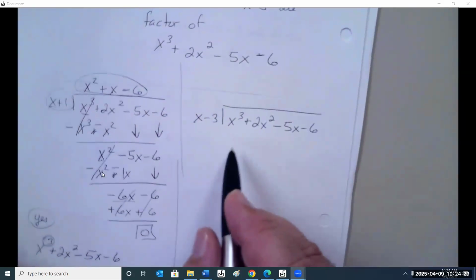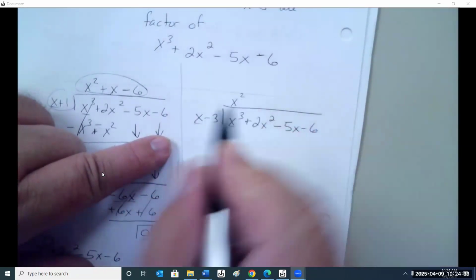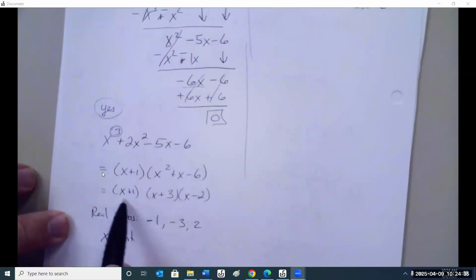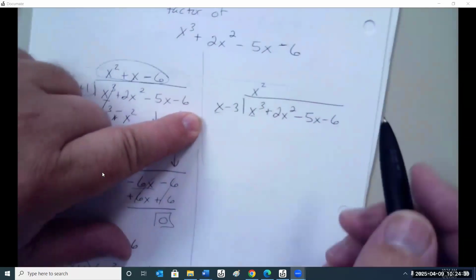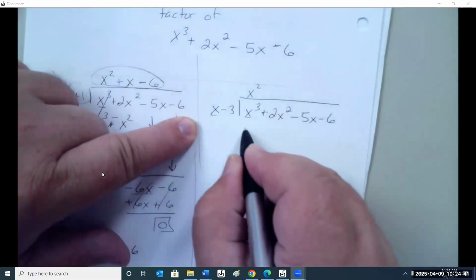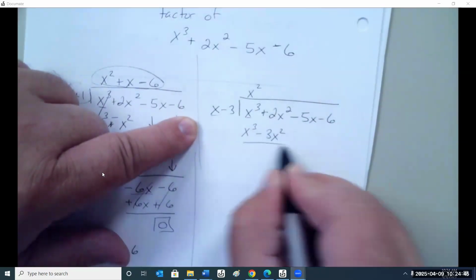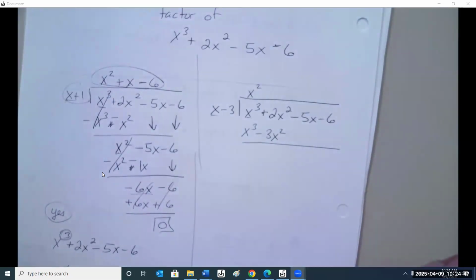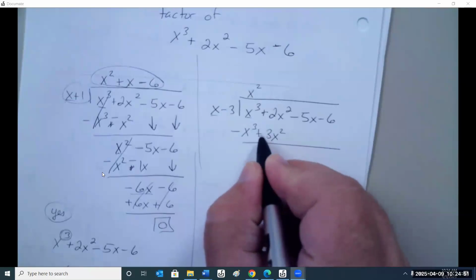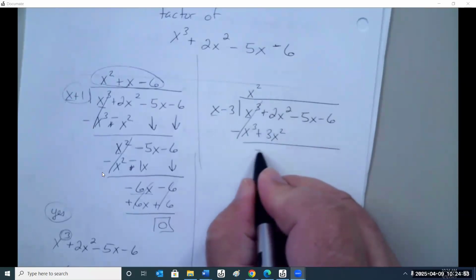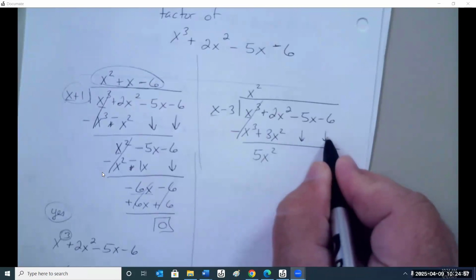Now let's do the other side. What times x gives me x cubed? We know it's not going to work because we figured out what the factors are, but let's just go through it. X squared times x is x cubed, minus 3x squared. Change the signs and add. Bring down the other stuff.